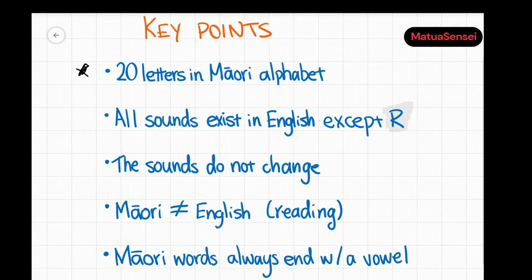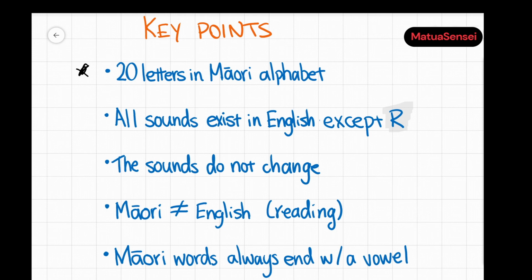So when you think about it, it is fairly easy to learn Te Reo Māori if you think about the numbers. Next, all sounds exist in English except R. As I said, I'll be making a separate video on this because it can get a little bit tricky. But literally every other sound in Te Reo Māori exists in English. So you don't have much excuse not to be able to pronounce it correctly.